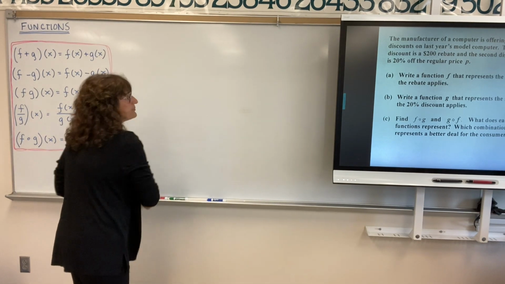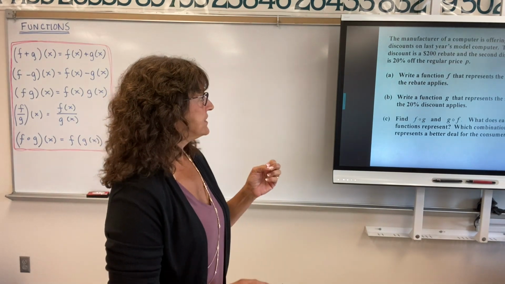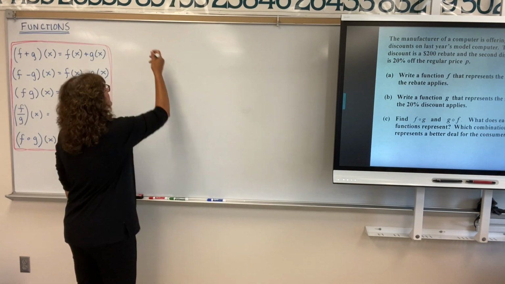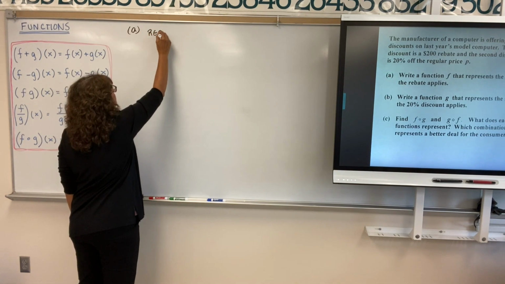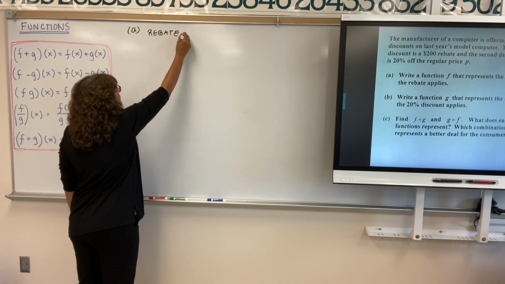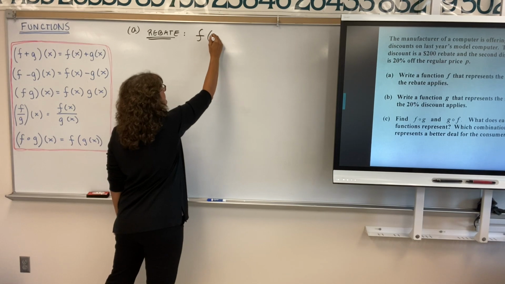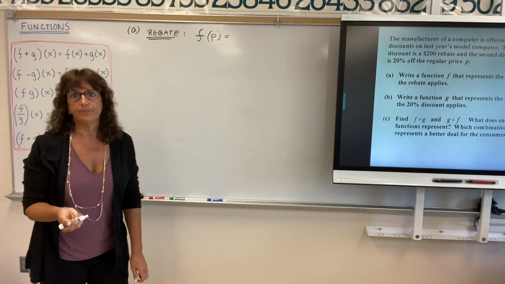So this is example 2, okay? So letter A wants us to write the function that represents the rebate. What is the price representing the rebate? So I'm going to call this letter A and I'll write rebate. And they want us to write function F. Function F, and I'm going to write function F in terms of P. My independent variable is going to be the price of the computer.